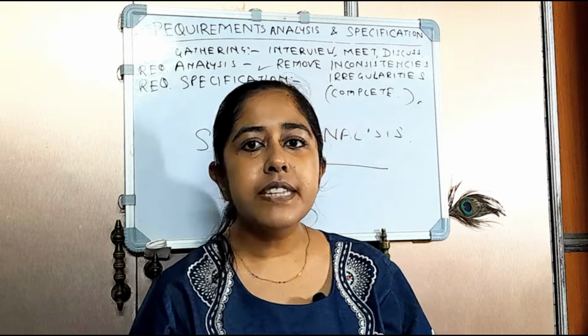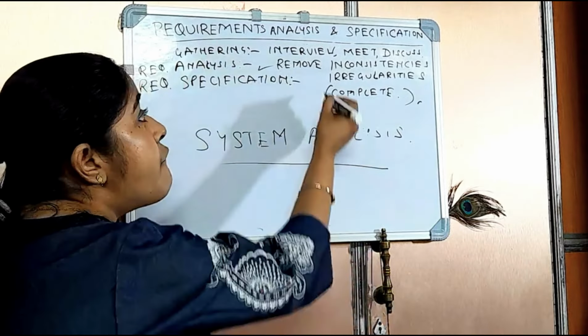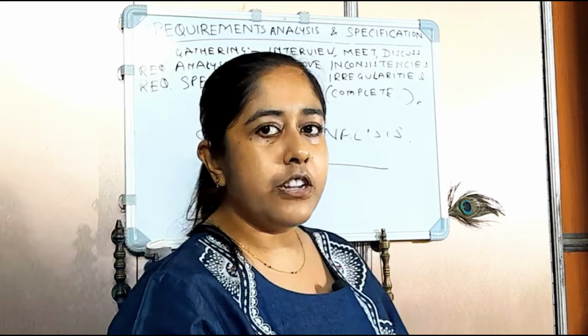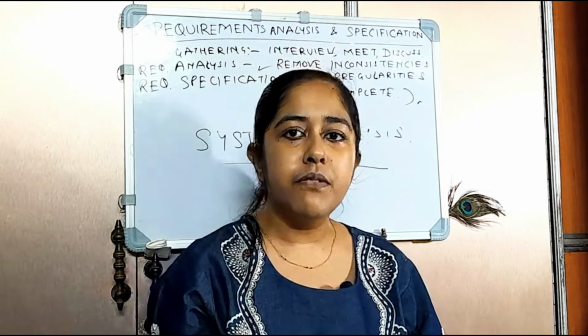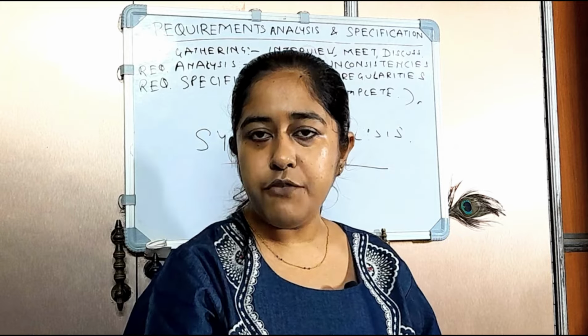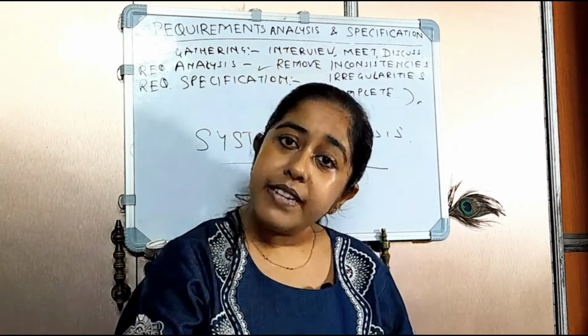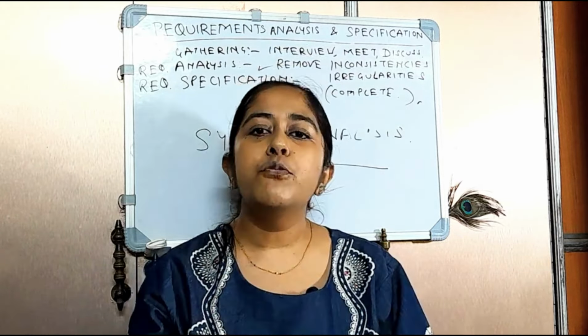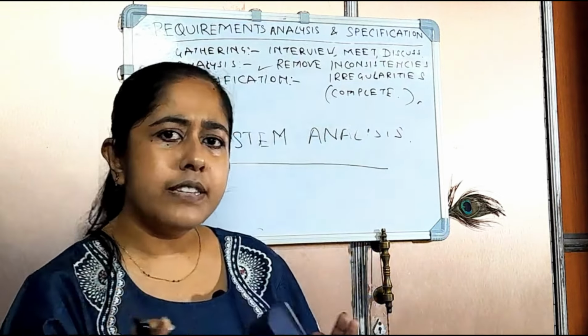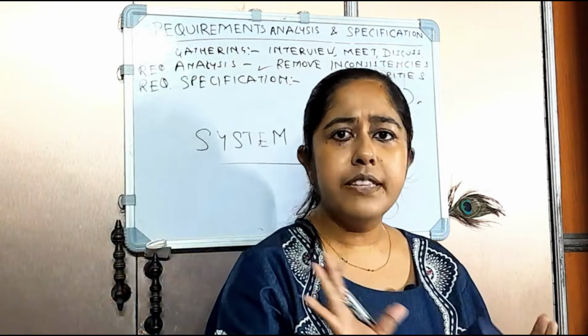How will they remove these things? They will remove them by further discussions. Suppose they find some irregularities, but they cannot remove them at first sight. They will again have some discussion with the customer, further discussion. With that further discussion, they will remove those things. Now a fresh and particular set of what is needed is with the team.